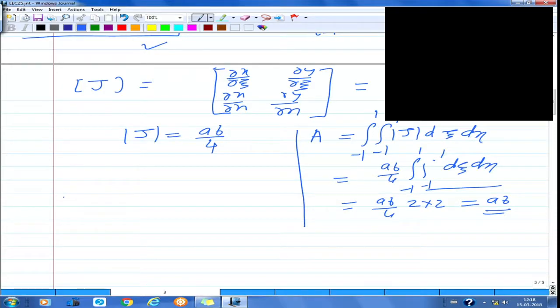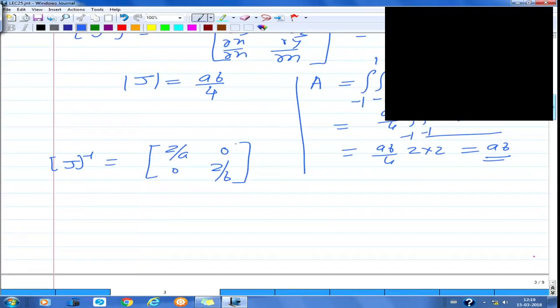Same way, if you look at J inverse for this case, J inverse is simply this whole thing divided by the determinant, so 4 upon ab, and if you just interchange these, then what you will actually get is 2 by a, 0, 0 and 2 by b, right. So this is your J inverse.